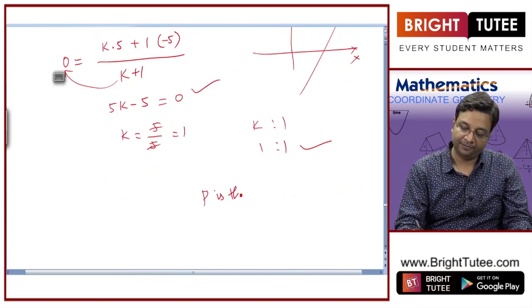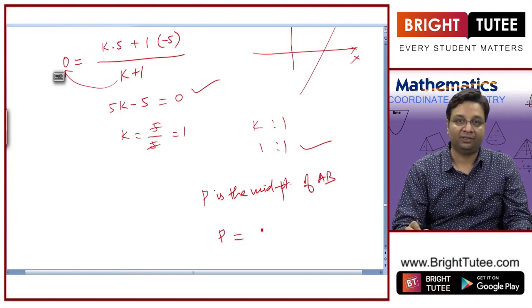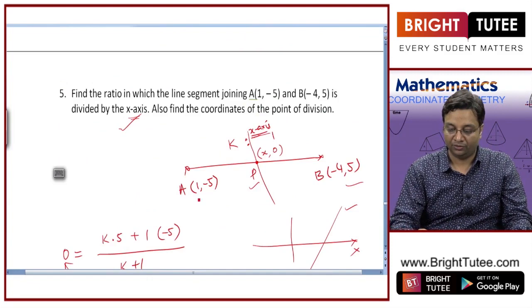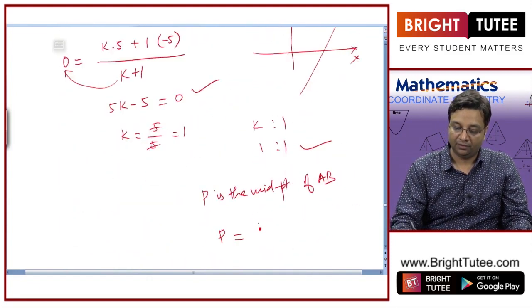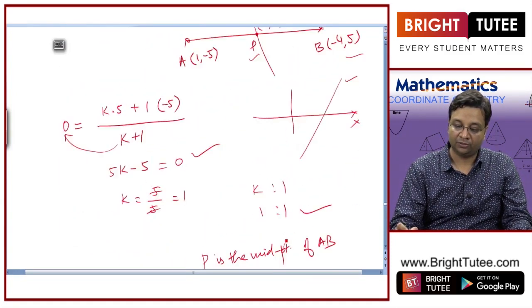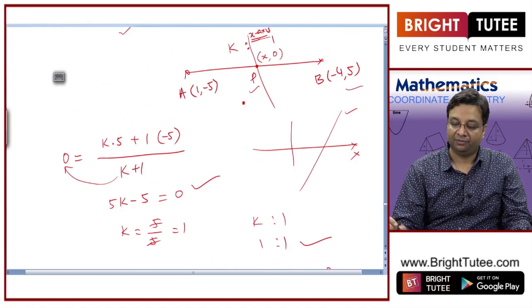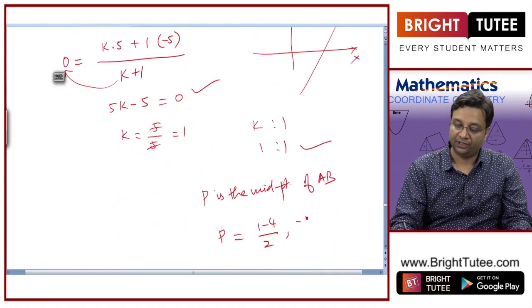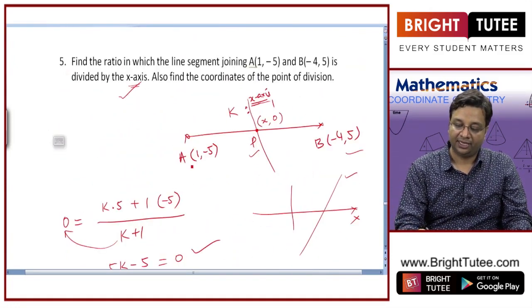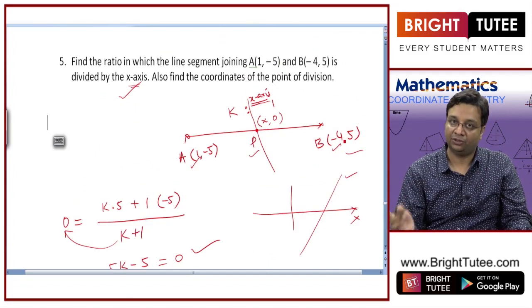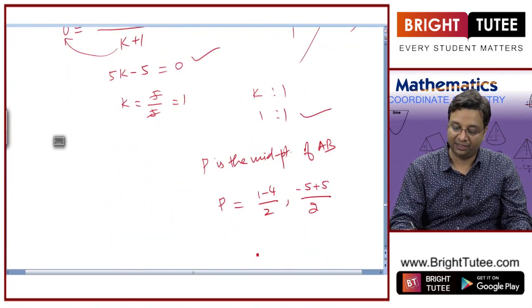P is the midpoint of AB. So coordinates of P can be given by (x1 plus x2)/2, which is (1 minus 4)/2, comma, (minus 5 plus 5)/2, right? We just need to add the coordinates. The x coordinate was 1 minus 4, so I have added them. It will give me minus 3 divided by 2.